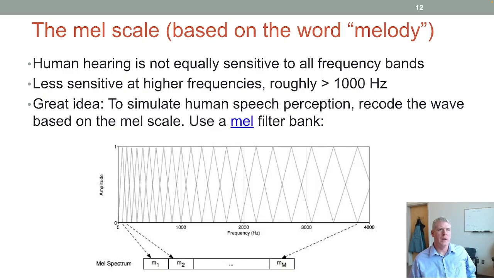Another important concept is the mel scale. Mel is based on the word melody. Human hearing is not equally sensitive to all frequency bands. We're less sensitive to higher frequencies, roughly above 1,000 hertz. And so what we want to do, a good idea at least, is to simulate human speech perception or hearing by recoding the wave into a mel scale. And so you're taking information here and spreading it out. At the lower frequencies, you're spreading them out into larger intervals here on the mel spectrum or mel scale.